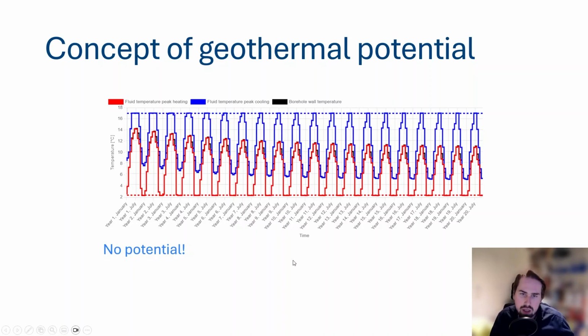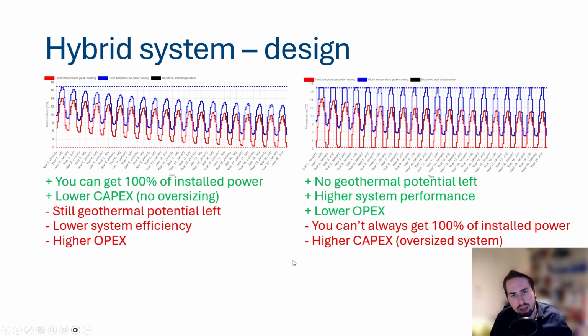So if we summarize this and we go back to our hybrid design, we basically can design our system in such a way that we use our bore fields in either the left way or in the right way. If we use it like the figure on the left, we can be sure that if we install a certain amount of power for the bore field, that we always can get that power.